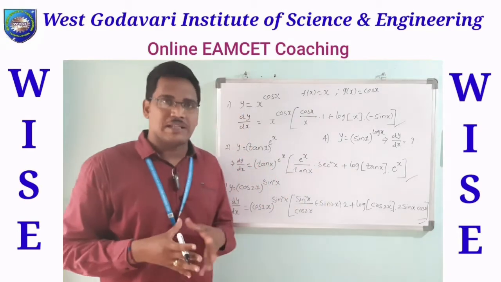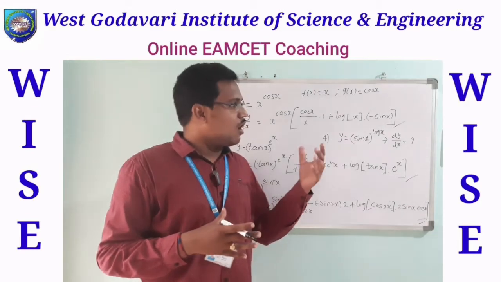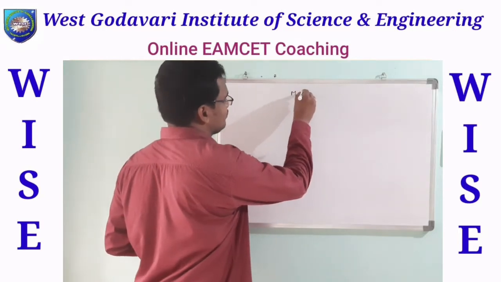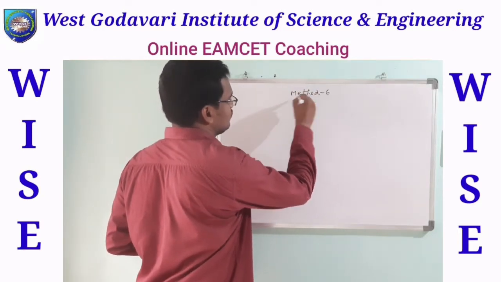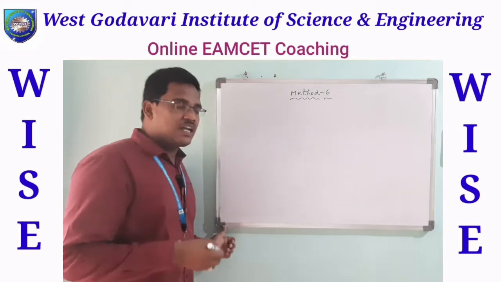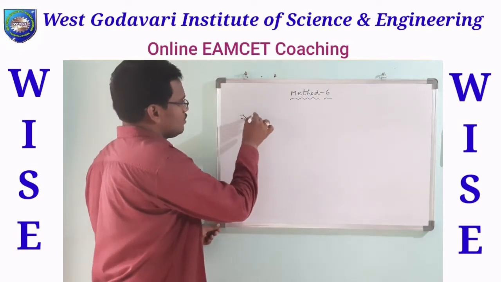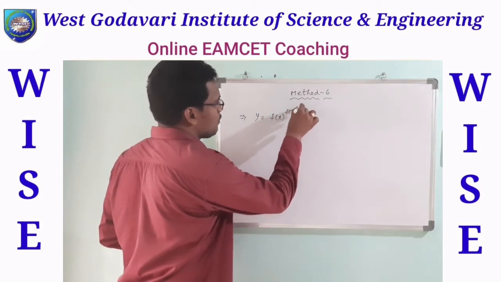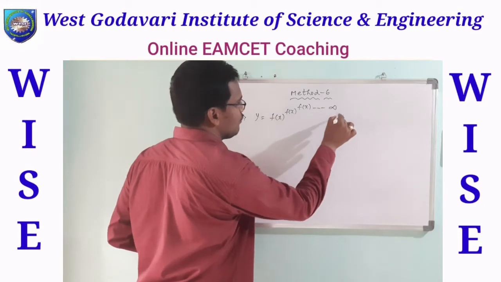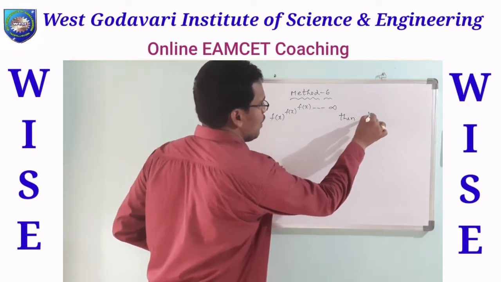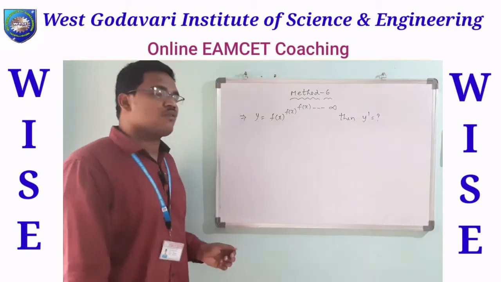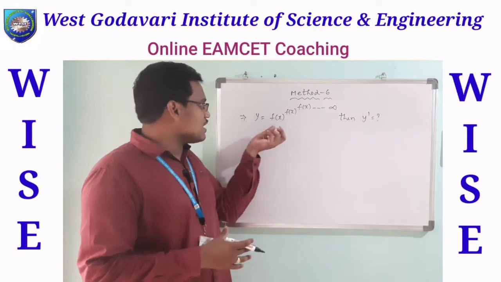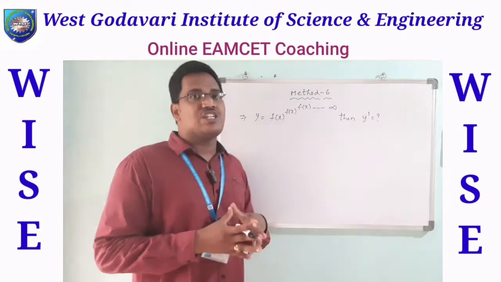Now see another method of this concept. Now see another shortcut method, that is method 6. Suppose the given problem is in the form y is equal to f of x to the power of f of x to the power of f of x and so on to infinity, then y dash is equal to? So in the previous method we discussed only two functions, that is f of x to the power of g of x.